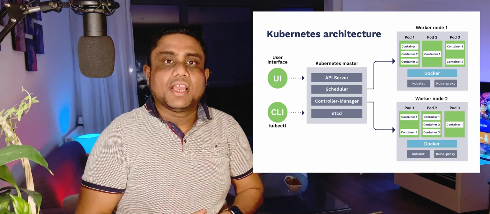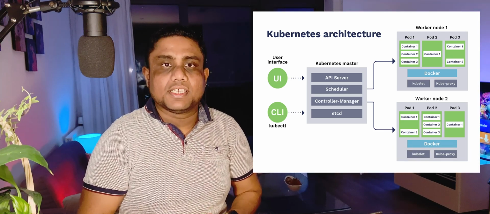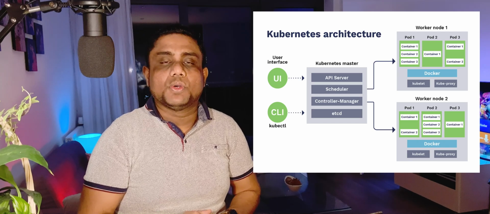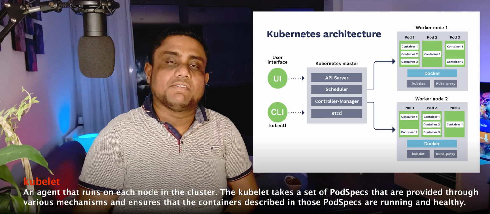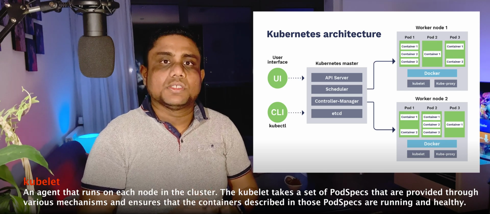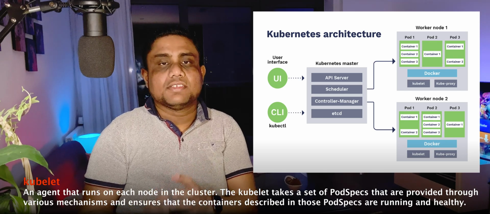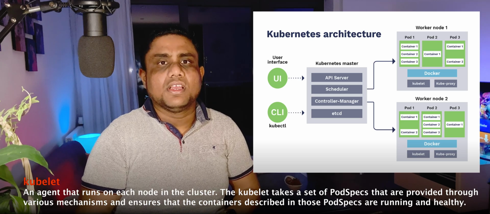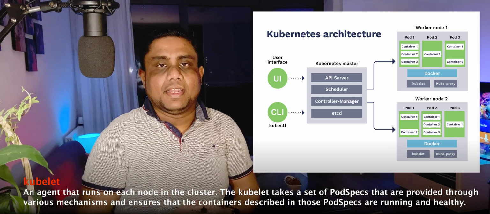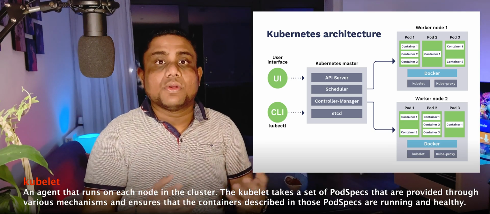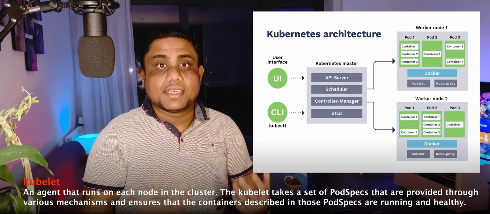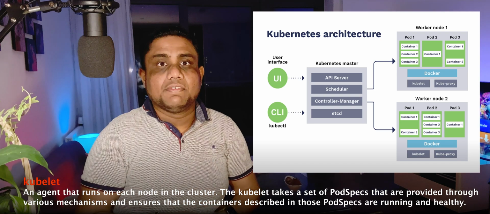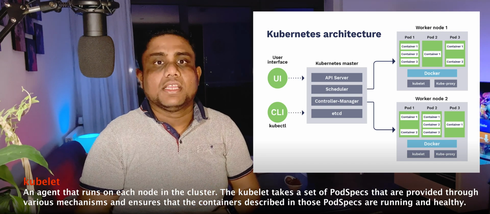Worker nodes also have a set of components inside. Kubelet is the first component. It will take the pod specifications assigned to that worker node and make sure those pods are running as well as healthy inside the worker node. Kubelet will not maintain any containers created outside the Kubernetes definitions. So only the containers created through Kubernetes definitions will be maintained by Kubelet.